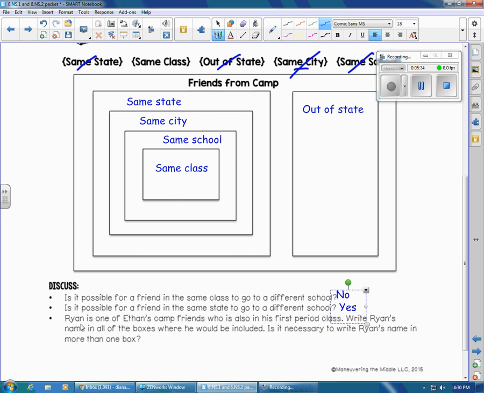same class. Ryan is one of Ethan's camp friends who is also in his first period class. So they're in the same class. Write Ryan's name in all of the boxes where he'd be included.